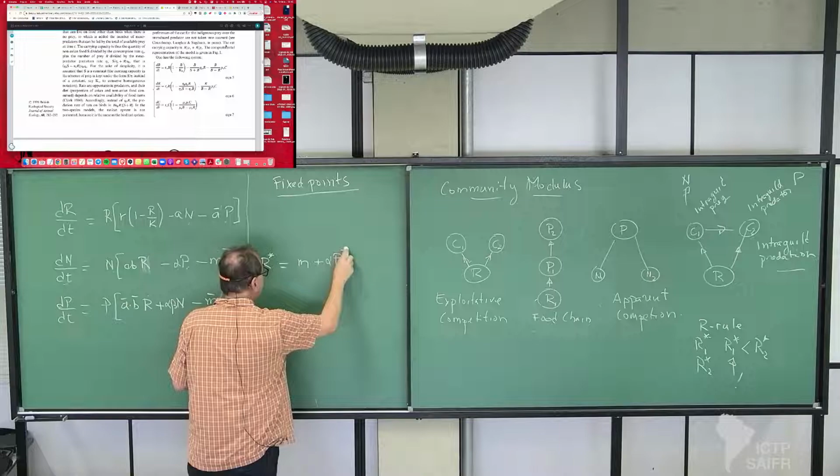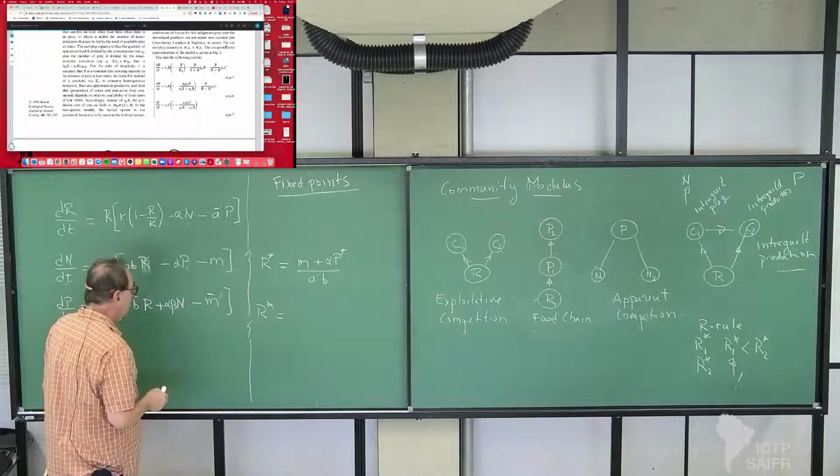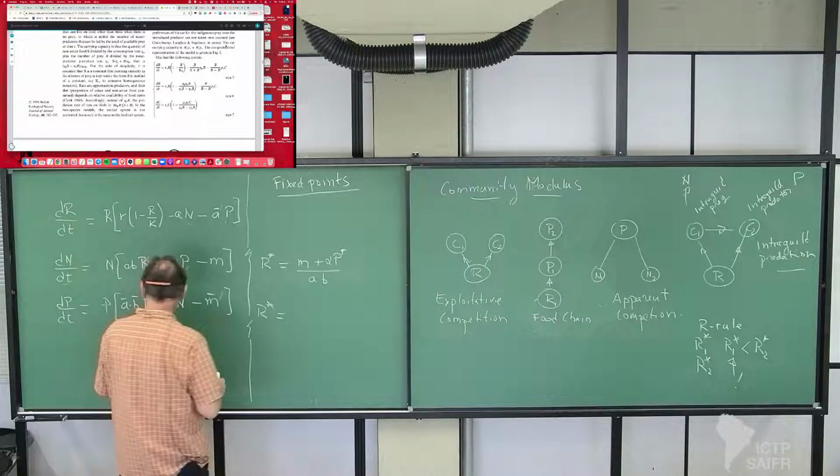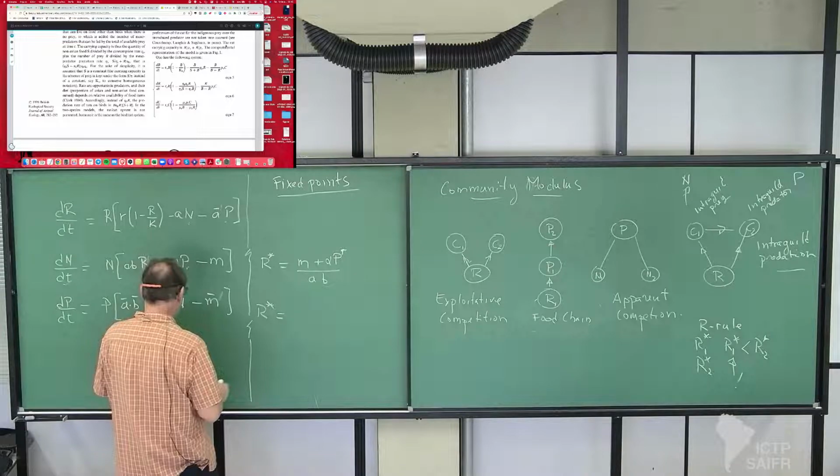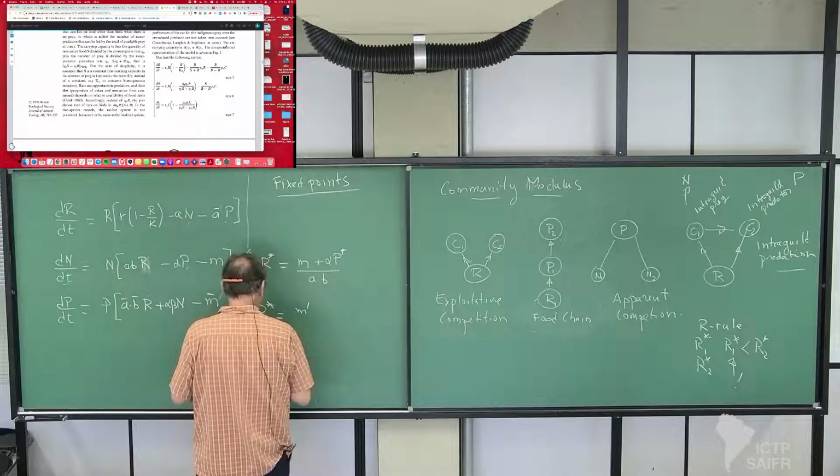This other one will give you a similar thing: R star will be something like m minus alpha beta n star over AB. Then I would have to use this one, and then I have three equations with R star, P star, and N star.